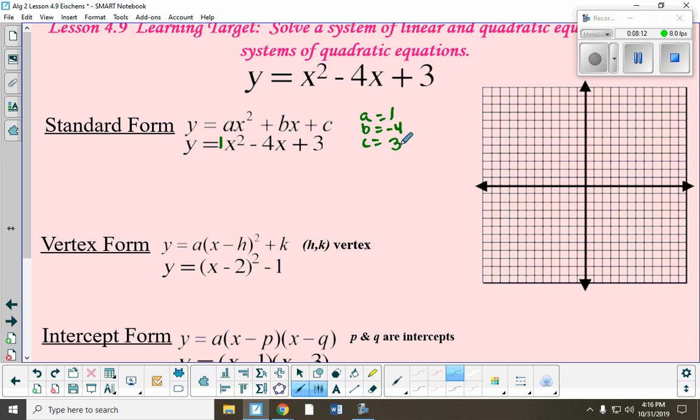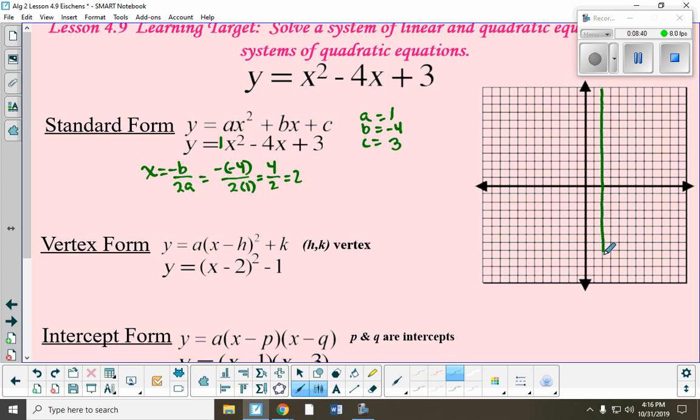And so we always need to start out by finding your axis of symmetry, and the formula for that is -b over 2a. So we substitute in the values, so minus a -4 over 2 times 1. That would be 4 over 2, which is 2. That is your axis of symmetry. Graph that line, x is equal to 2.